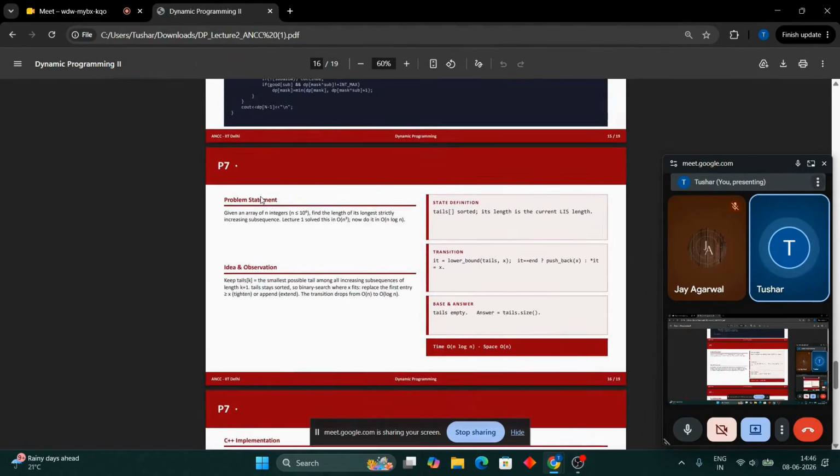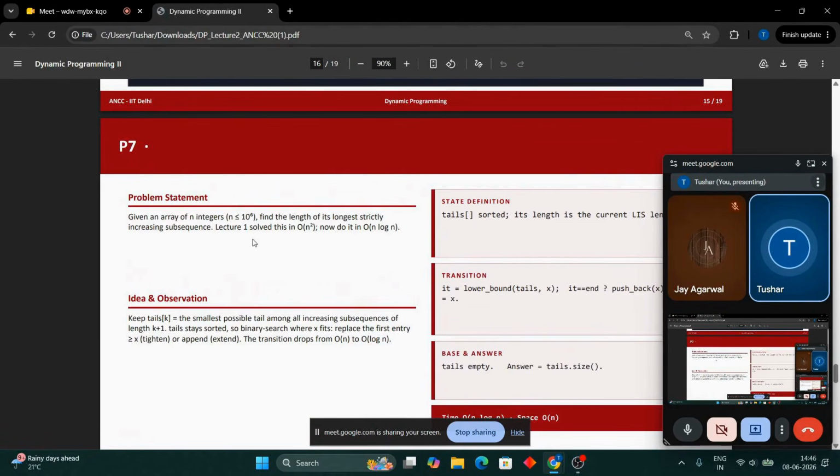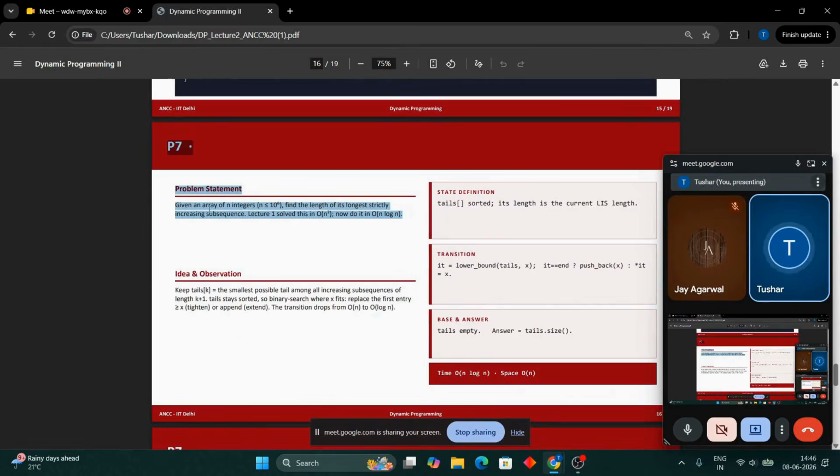The next problem is finding the longest increasing subsequence in big O of n log n rather than big O of n square, which we did in the last lecture. This probably many of you would know. Do you?